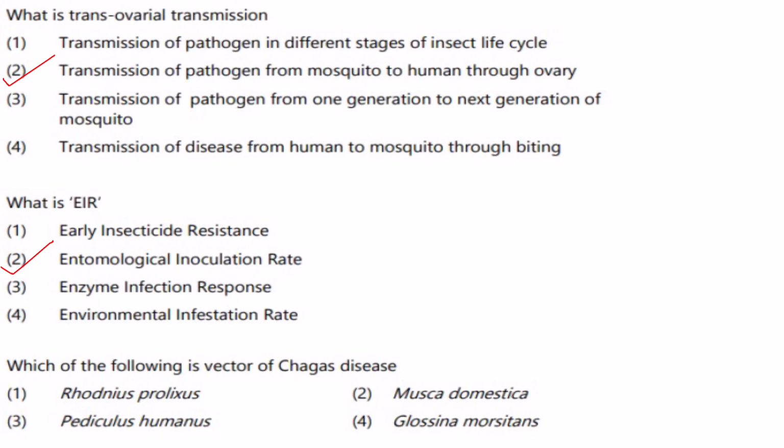Then next one, which of the following is vector of Chagas disease? It is Rhodinius prolixus. So answer is option 1.